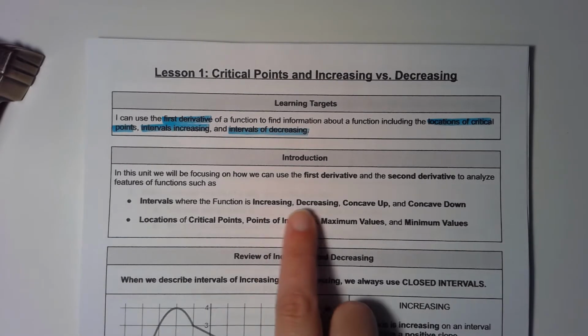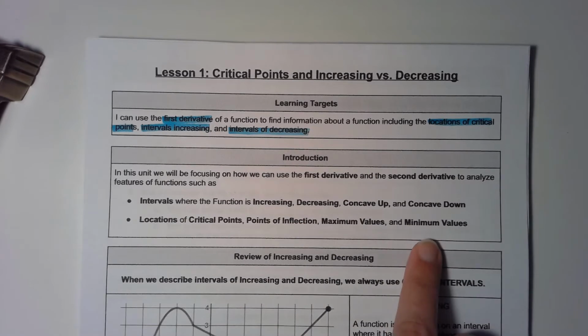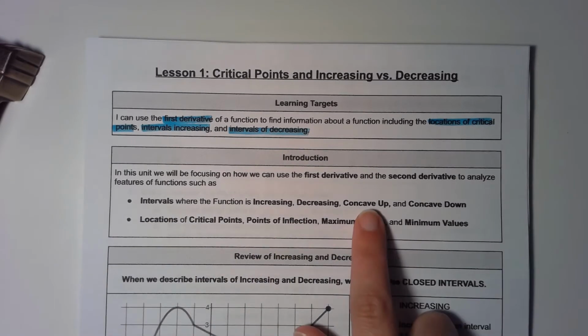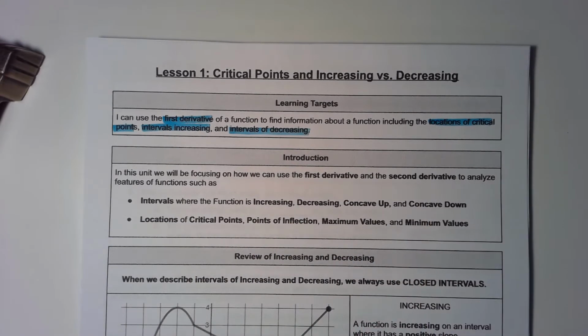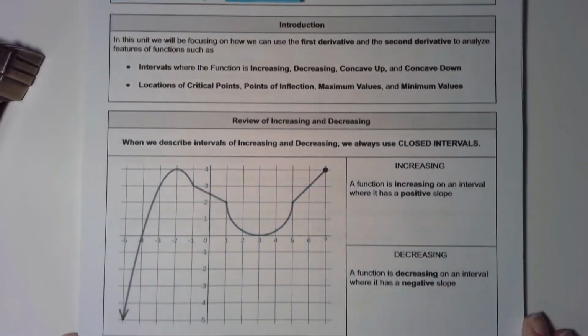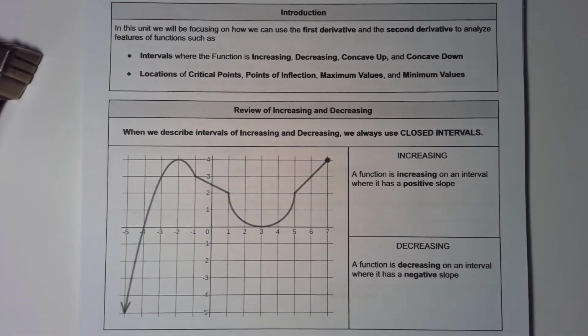We might know increasing, decreasing, maximum, and minimum already, but critical points, points of inflection, concave up, and concave down are all going to be new things that we're going to find. And even for some of these things that we've heard of before, like increasing, decreasing, maxes, and mins, we're going to be finding them in a new way using derivatives and our mathematical tools that we've been learning in calculus. So what I'd like to start with is a review of how we can find where a function is increasing and decreasing using a graph.